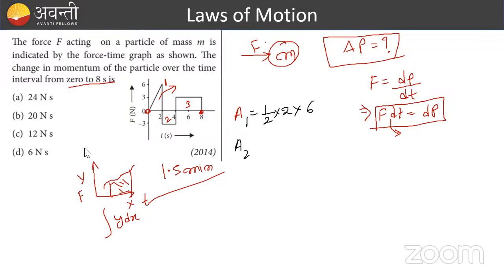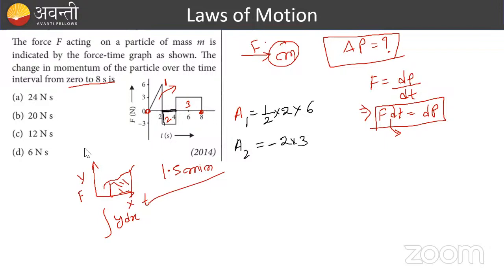Now write A2. A2 कितना होगा देखो, this is how much? This is 4 minus 2, that is 2. And this height is how much? 3. And remember that here x is positive, y is negative. So वो sign भी हमें लेना पड़ेगा. In the discussion of graph, I have told you, calculate area with proper sign.